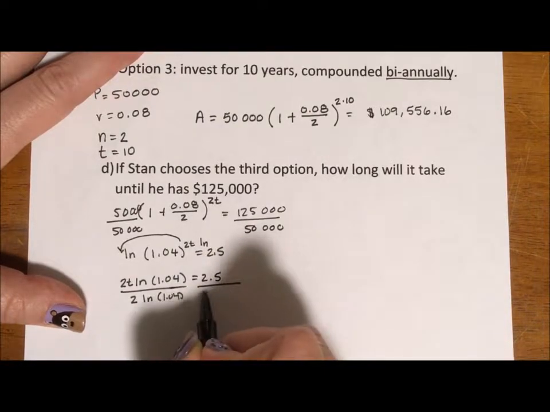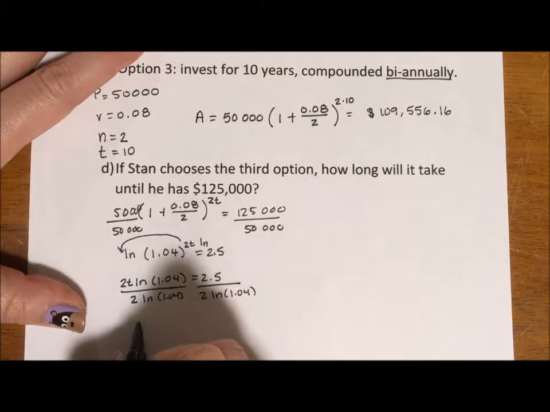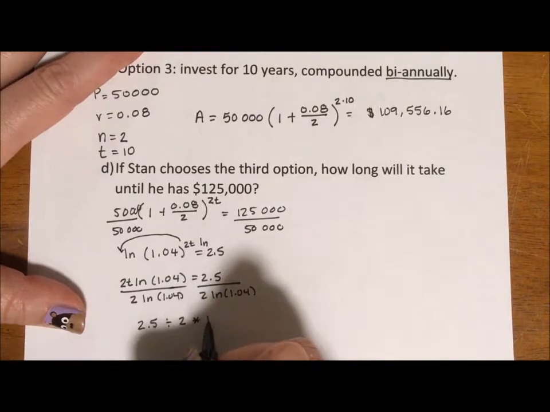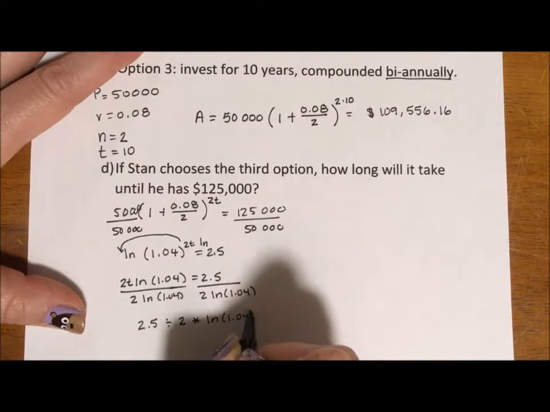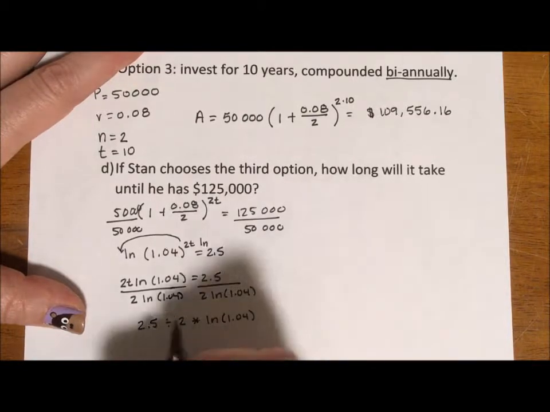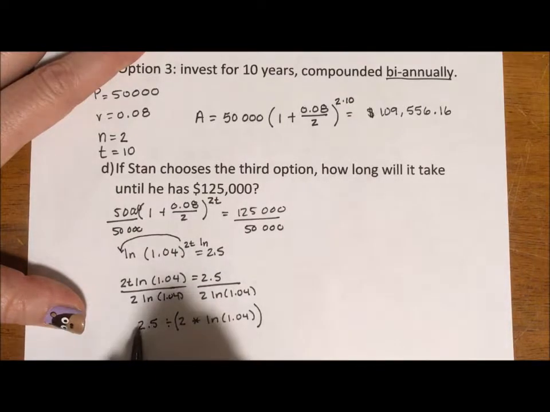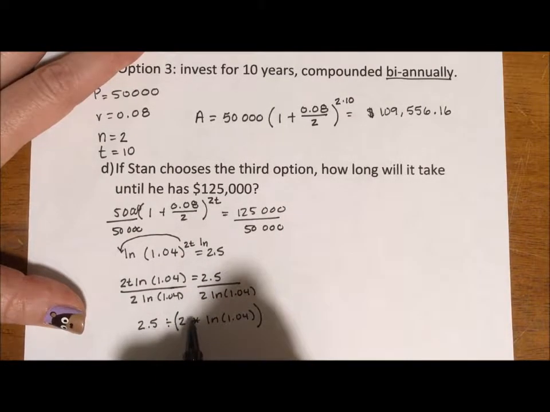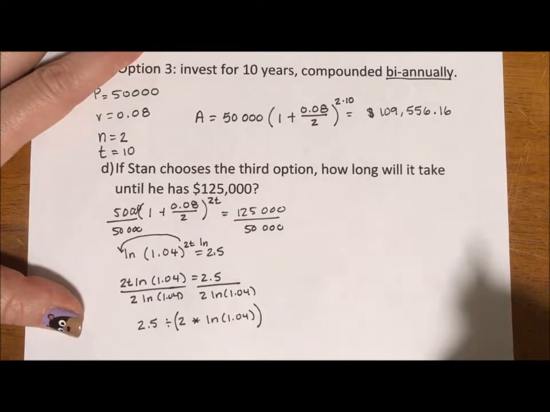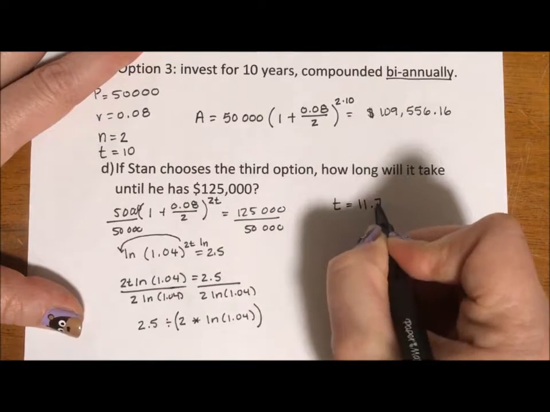Be careful when you type this into your calculator. If you type 2.5 divided by 2 times natural log of 1.04, your calculator is actually going to throw the natural log up to the numerator. It'll divide and then it'll multiply. So you need to put parentheses around that, or do 2.5 divided by 2 divided by natural log of 1.04. Either way, we get that t is going to equal 11.7 years.